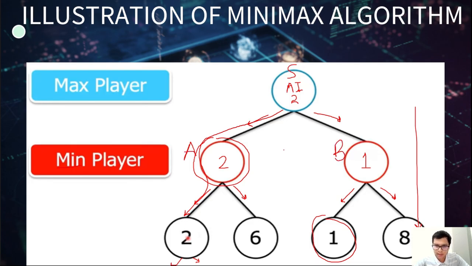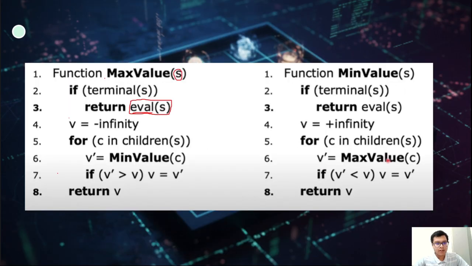Say we call this node a and this b. So the children of s were a and b. For c in children s, c is another node. v' equals min value c. Okay, here's the most tricky part of this algorithm. We are using another function as a recursion in one function.